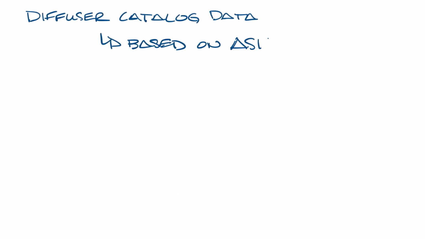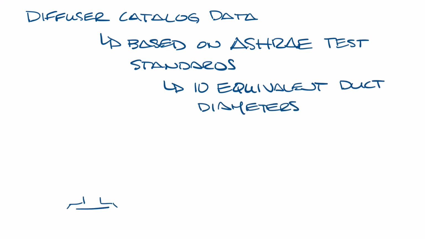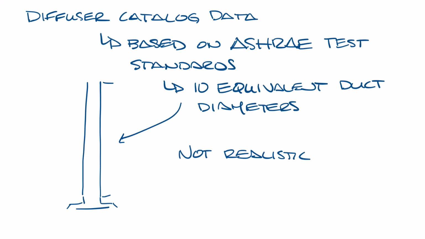Diffuser catalog data are based on ASHRAE test standards that require 10 equivalent duct diameters into the inlet. This is great for getting repeatable data that can be compared between manufacturers, but is not very realistic. When was the last time you had 10 duct diameters in a ceiling plenum? So let's say the catalog data for a diffuser says it's NC25. That is based on this inlet condition.